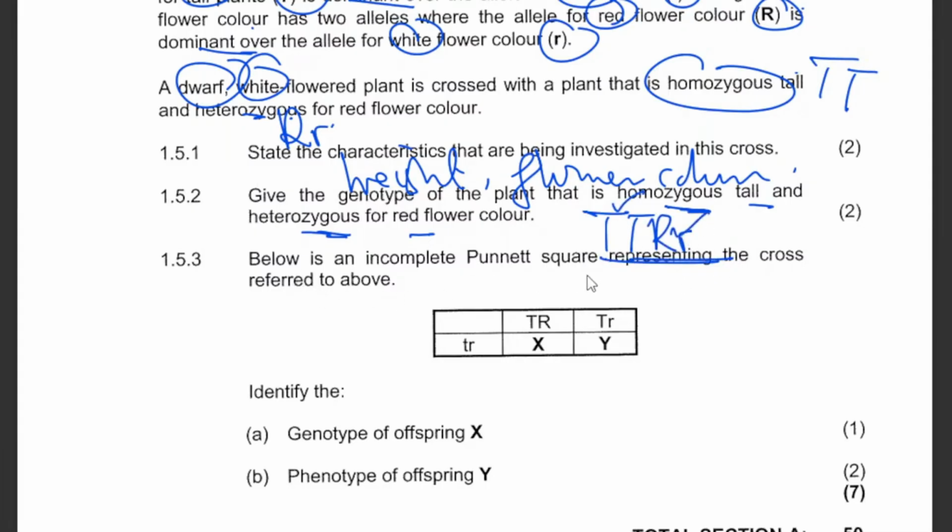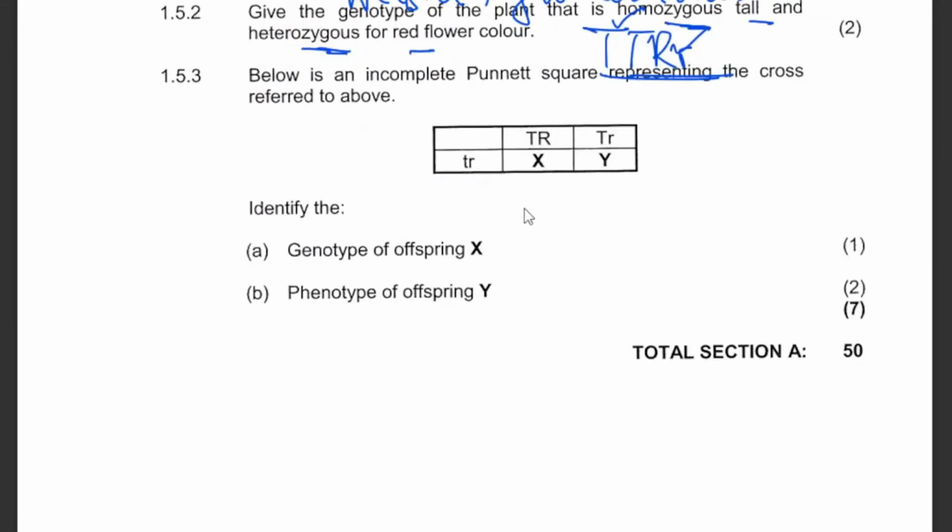Below is an incomplete Punnett square. We say, what is the genotype of X? Remember this goes with that. So I'm going to say capital T, small t, capital R, small r. You get 2 marks. A is 1 mark. Then they are saying the phenotype for Y. I will need to know what Y is. So it is going to be capital T, small t, small r, small r.